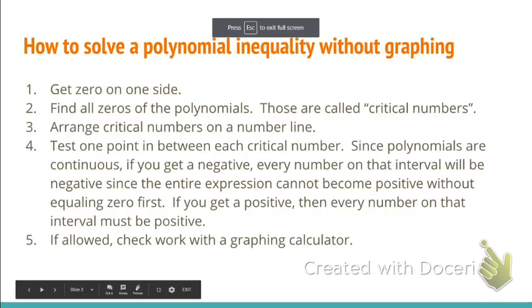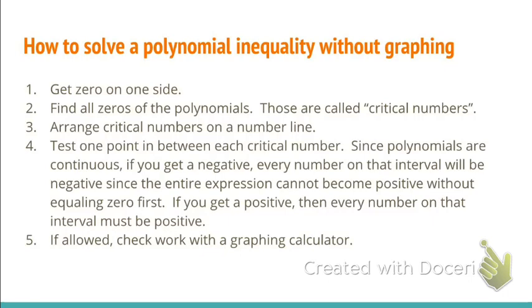So to solve an inequality, we're going to get 0 on one side, find all the zeros, those are called our critical numbers, and we're going to put them on a number line from least to greatest. And then we just test one point in between each critical number. Like we saw with the graph, polynomials are continuous. So when you plug in a certain x value, you get a negative, every number on that interval will be negative, since it can't become positive without crossing 0 first. If you get positive, every number on that interval is positive. And then if you can, check your work with a graphing calculator.